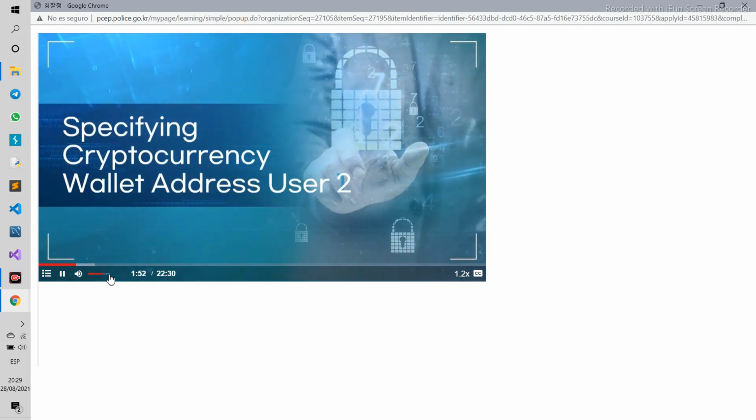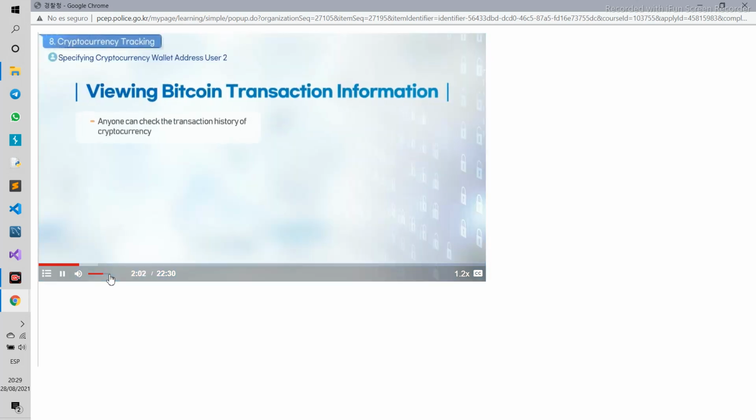Specifying cryptocurrency wallet address user 2. View transaction history on Bitcoin, Ethereum. Anyone can check the transaction history of cryptocurrency. There are various websites on the internet that provide services to search cryptocurrency transaction details.